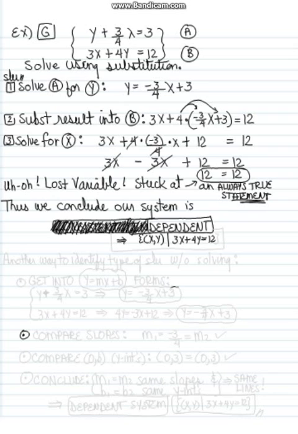And the solutions, remember how we write the solutions to a dependent system? Curly set bracket, all real values, ordered pairs x, y, such that, and then just write any one of the two given equations. I wrote 3x plus 4y equals 12. And then close my curly set bracket. That's the way you write it.